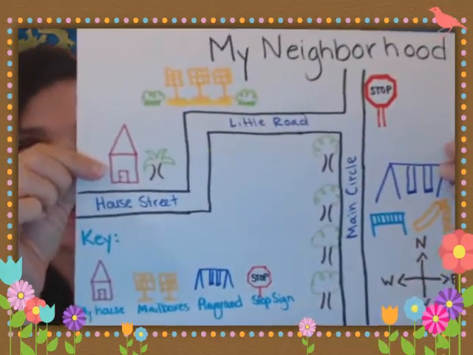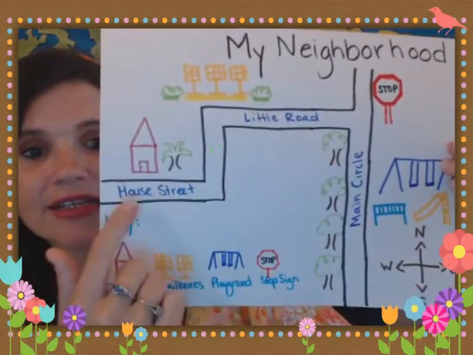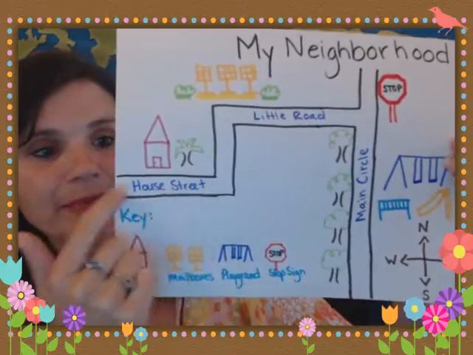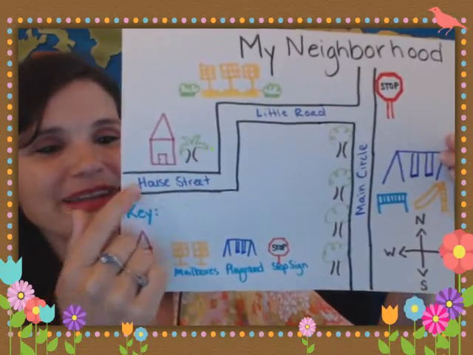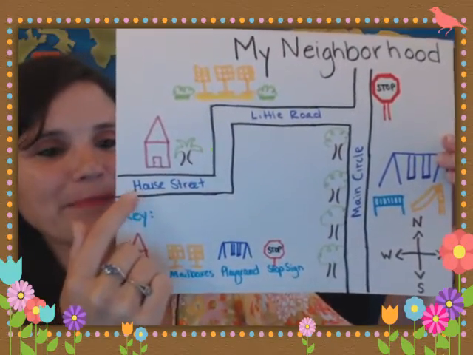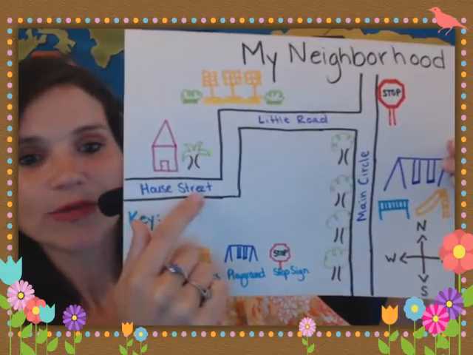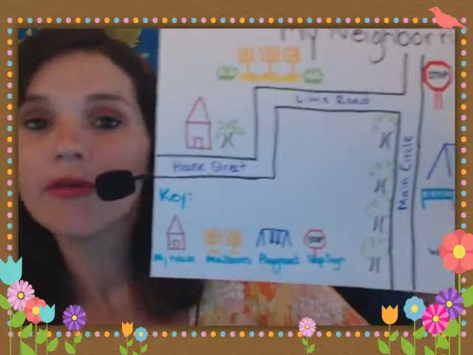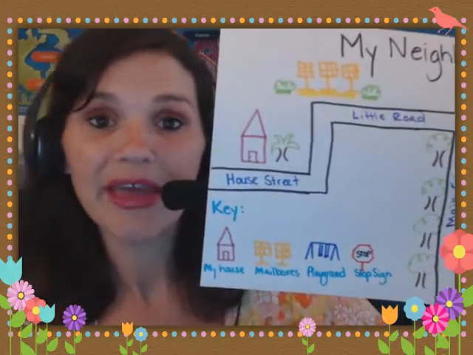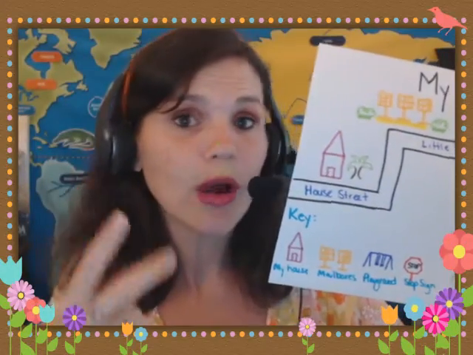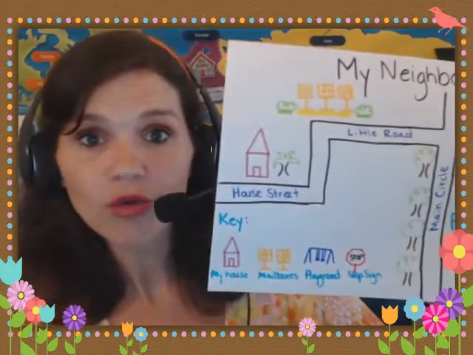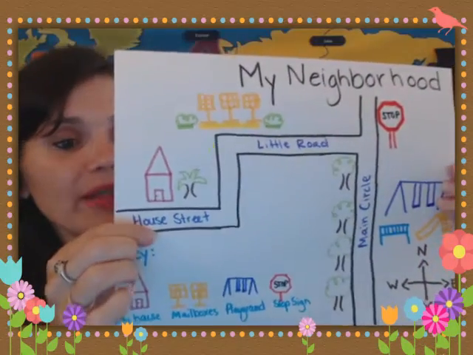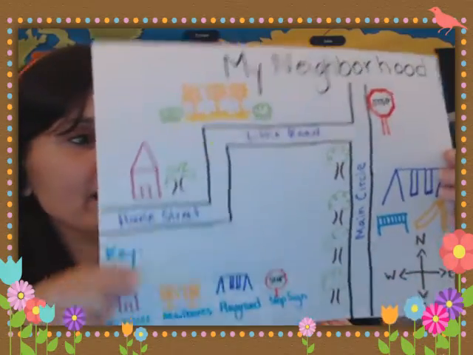That's very important. And I labeled the streets. Again, I just used names that are not really real, but names that anyone could use to see how to do theirs. So this is House Street, this is Little Road, and this is Main Circle. Remember, street names in your neighborhood might end with Avenue or Boulevard. There's all sorts of street endings, so you're going to want the name and then whatever street ending you have.